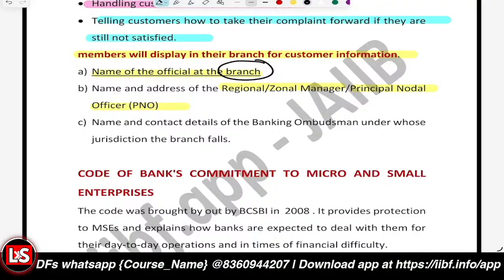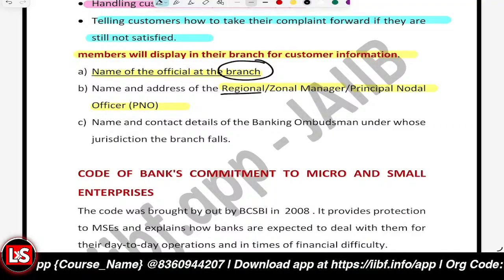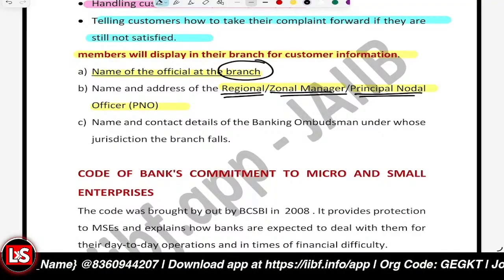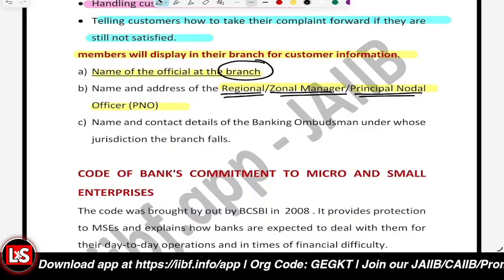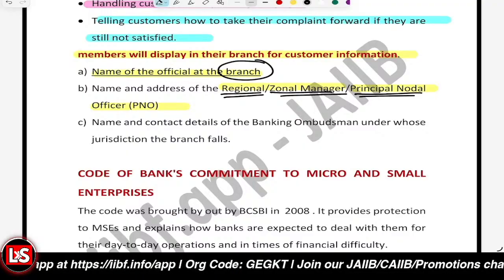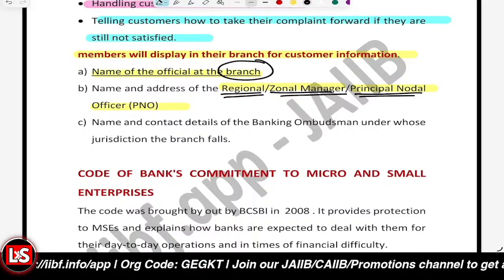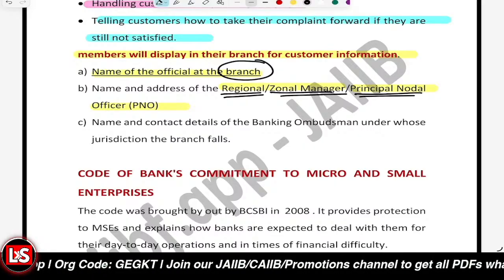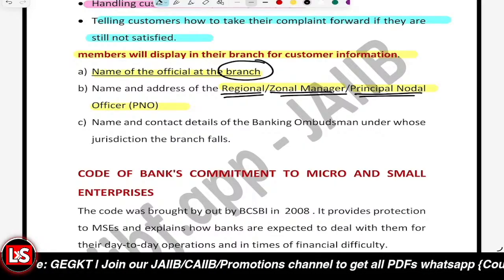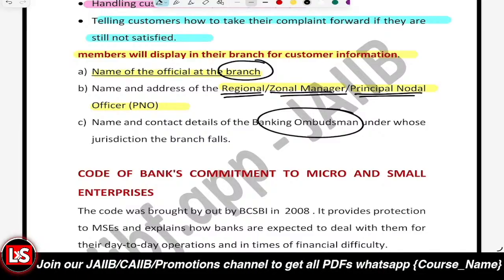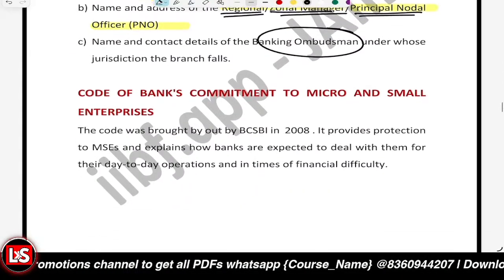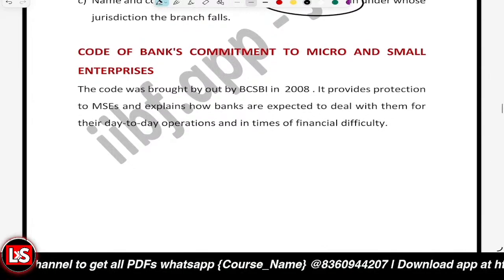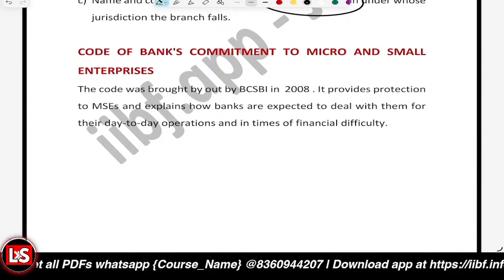And if the customer wants to escalate the issue, they can go to the regional manager, zonal manager, or the principal nodal officer. And if they want to file a complaint externally, like if the complaint is not resolved 30 days after filing or they are not getting any appropriate reply, there is the banking ombudsman who can handle their complaints, right? So that's about it.